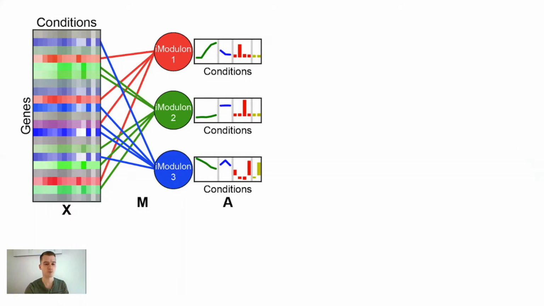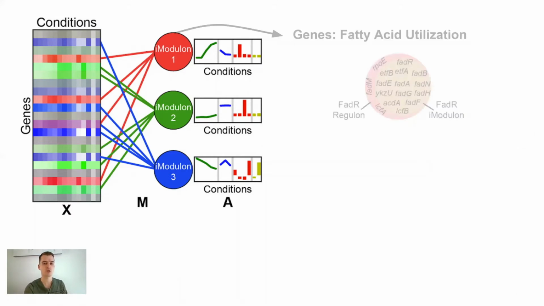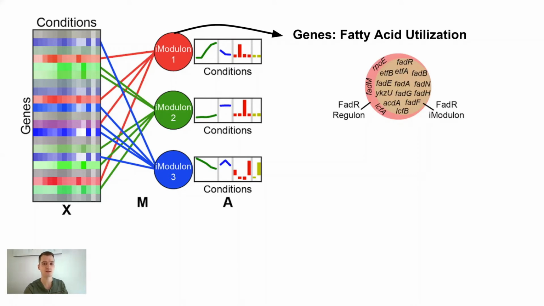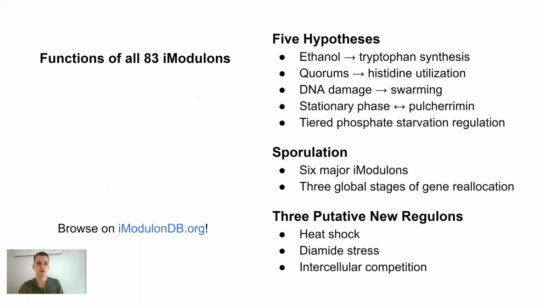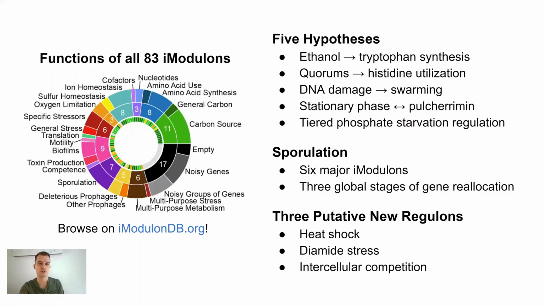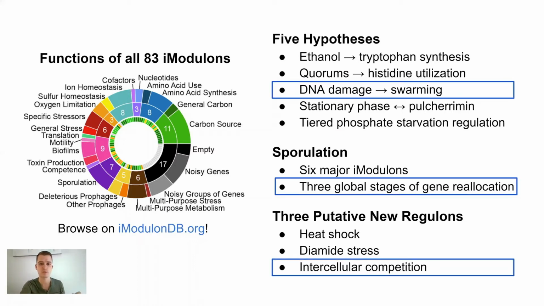For example, our first iModulon was the fatty acid utilization iModulon, which contains all the genes needed for breaking down fat. It's active whenever the cell needs to utilize fat, for example, if the glucose is removed from its media. So this gives a pretty simple example of how we can look at both which genes are co-regulated and when they're needed. So throughout this paper, I break down the function of the 83 iModulons that were found, and we go through 5 hypotheses that came from curating these iModulons, as well as the process of sporulation and 3 new putative regulons. I can't discuss everything in the time for this video, but let's look at a few examples of how powerful iModulons can be.